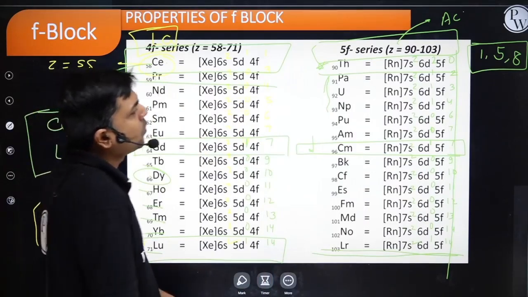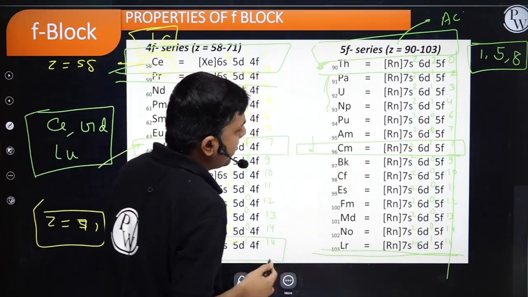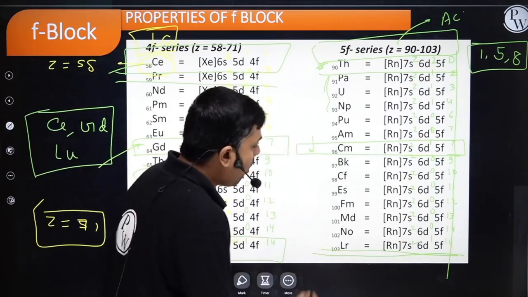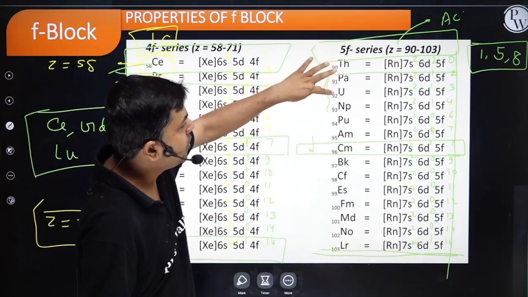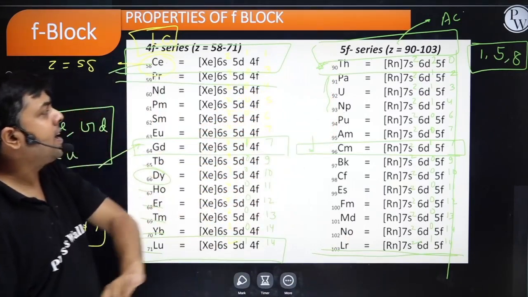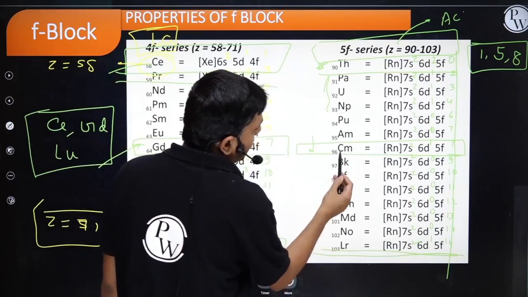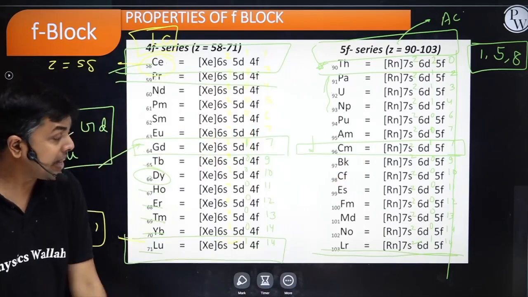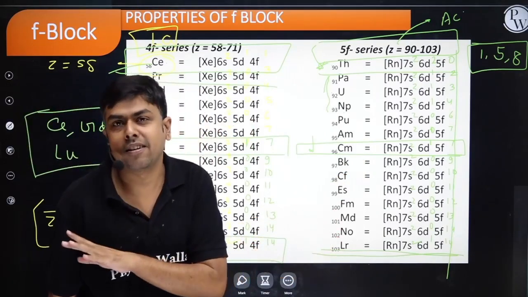Thode papa yu napo, purane aam kam bikenge, California, Einstein, Fermium, Mendeleev, all are Nobel laureate. Thode papad yu napo: thorium. Then we have Pa, uranium, neptunium, plutonium. Then purane aam kam bikenge: berkelium. Then we have Cf. Then we have Es, Einstein, Fermium, Mendeleev. All are Nobel laureate, right?